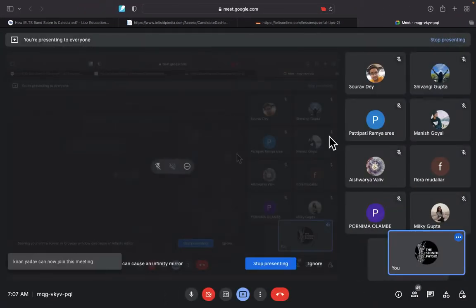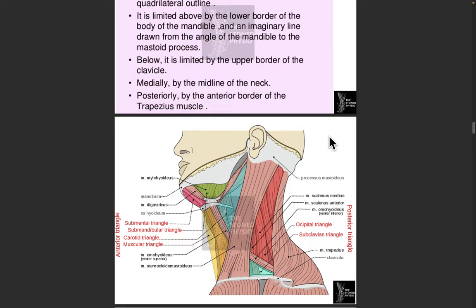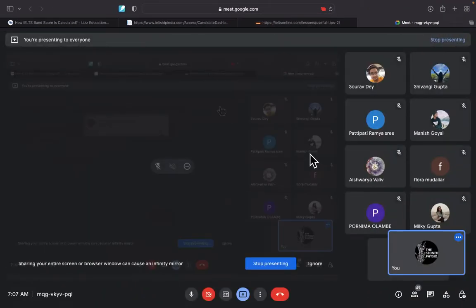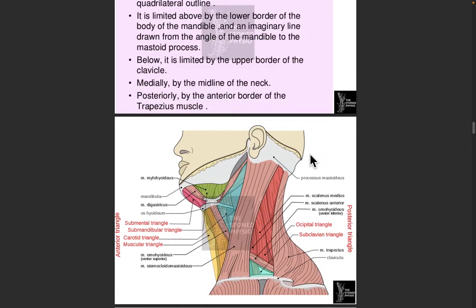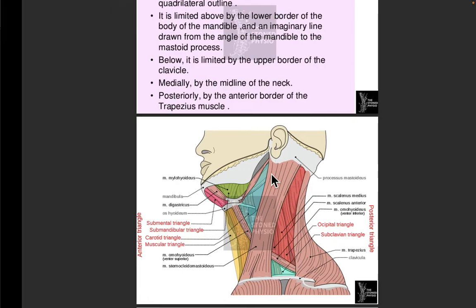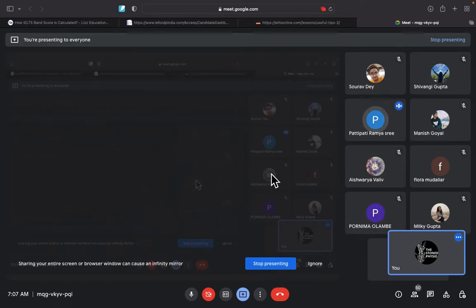So what we are seeing here is a quadrilateral. Of course, we have got two such quadrilaterals, one on the left and one on the right side. If a quadrilateral is divided diagonally, it makes two different triangles. So we have the anterior triangle and the posterior triangle, and this is being divided by which muscle? Can anyone tell? By the sternocleidomastoid, the SCM, the muscle that is named according to its attachments.